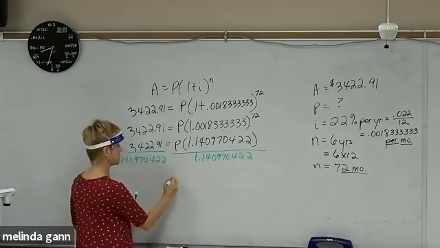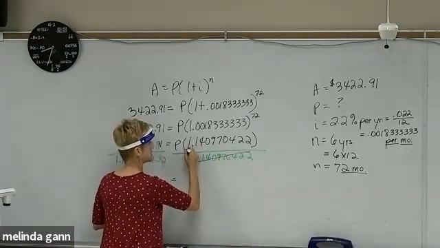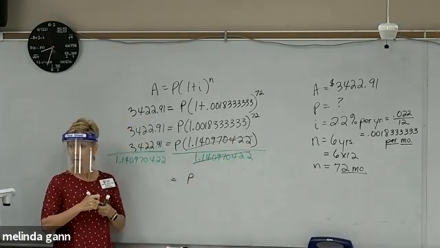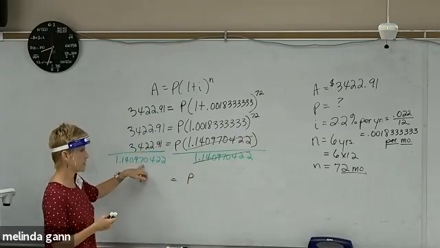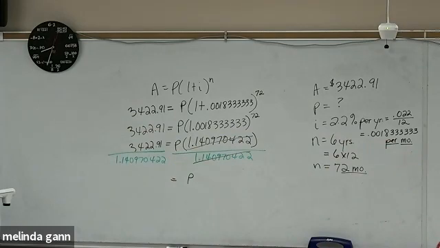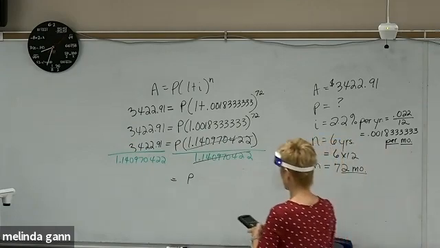Now, does everybody understand that on this side, that number is going to divide out with that number and just leave me P? So to get my answer, I've got to take that number and divide by that number. So let's see what we get when we do that. Please don't fall. Okay.